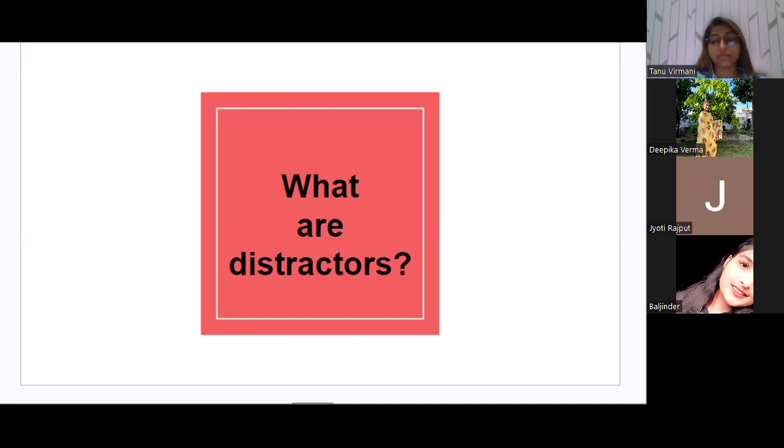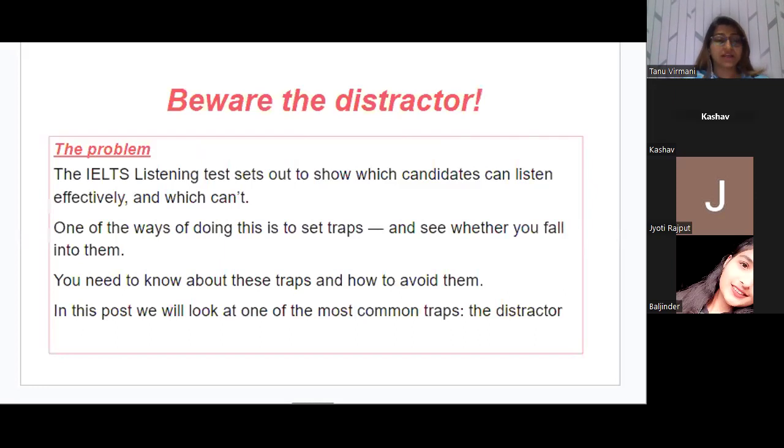So what are distractors? You should be aware of the distractor. In the listening test, they are out to show which candidate can listen effectively and which can't. Now, one of the ways of doing this is to set traps. Distractors क्या होते हैं? Traps होते हैं आपके लिए, and see whether you fall into that trap or not.